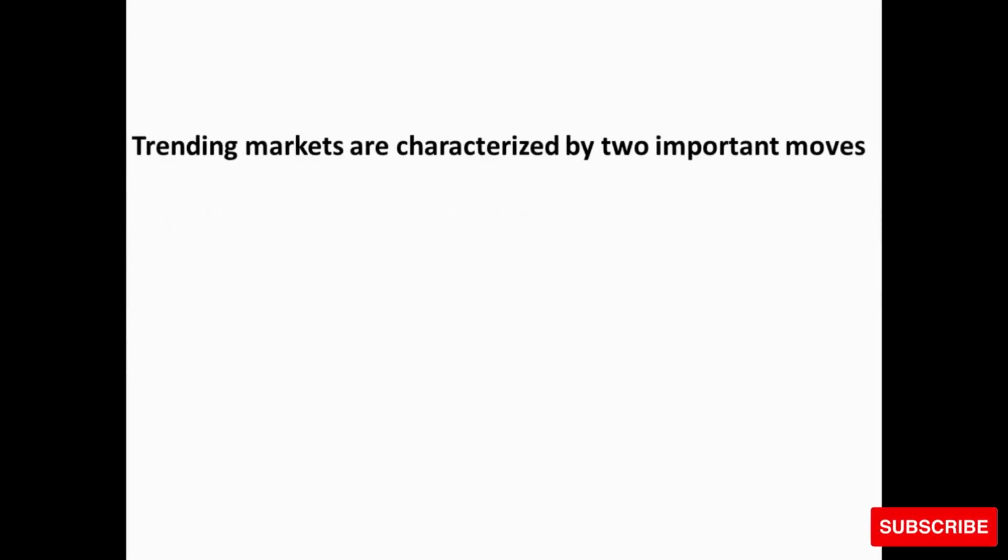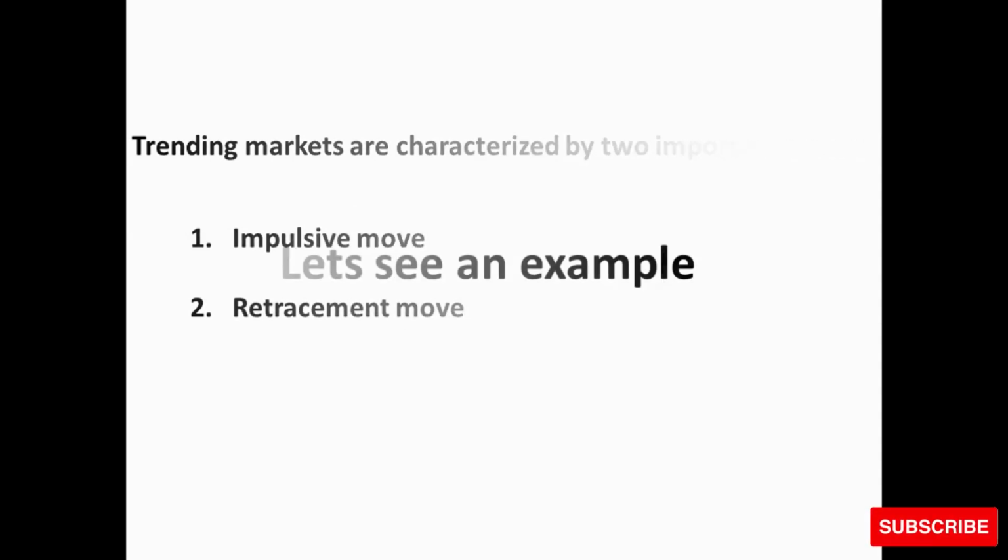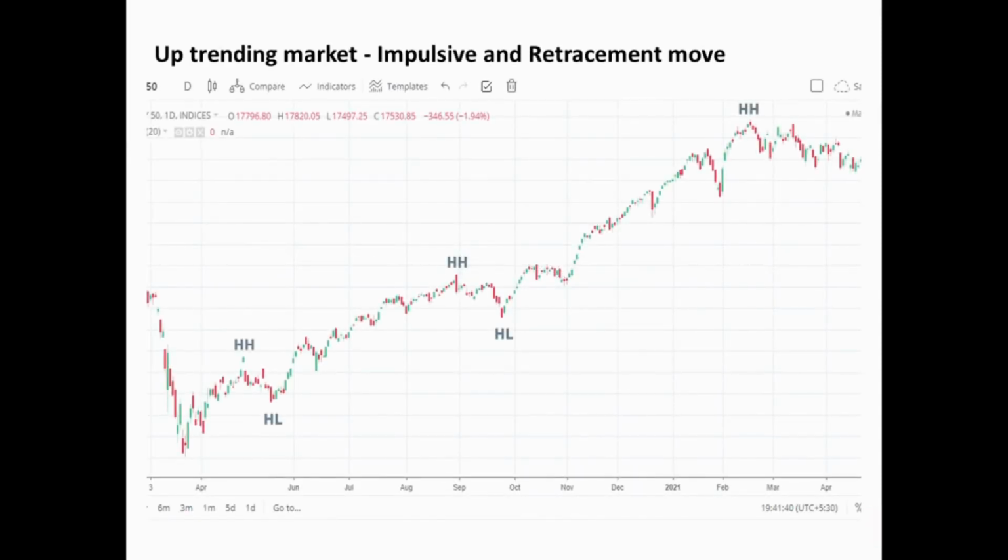Trending markets are characterized by 2 important moves. The first move is called the impulsive move, and the second one is called the retracement move. Let's see the example to understand what I am talking about. As you can see, the market is making higher highs and higher lows, which indicates a bullish market or uptrend market. If you see this market, you will think of buying.